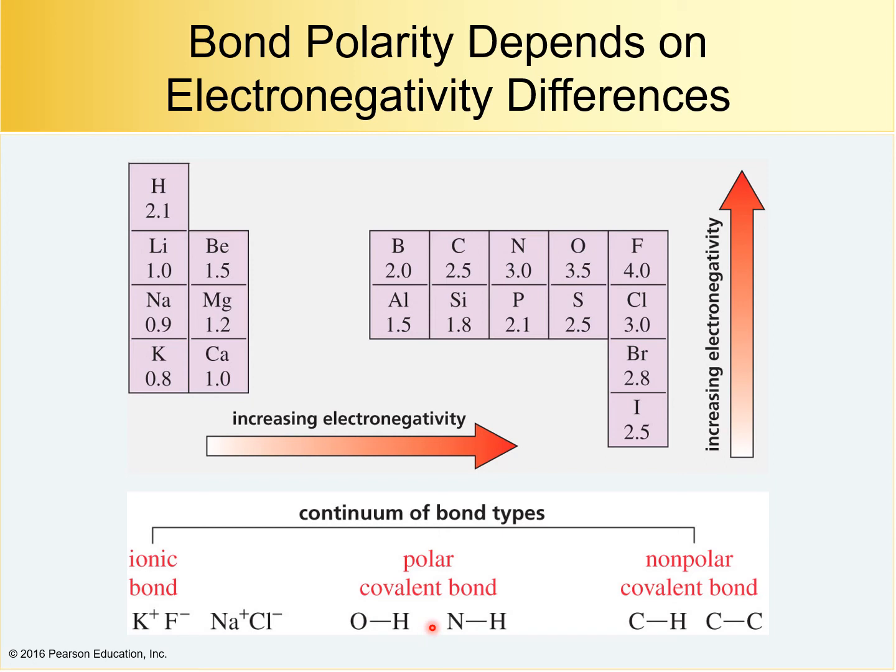But let's look at OH. Oxygen 3.5, hydrogen 2.1, right? So we have a pretty good difference, about 1.4, between the oxygen and the hydrogen, so that's going to be a polar covalent bond.